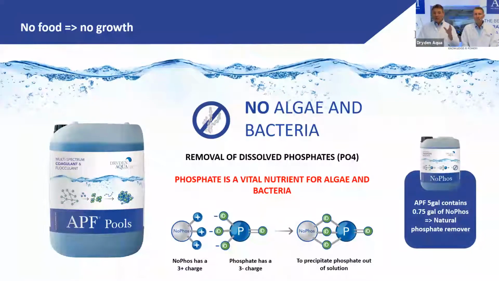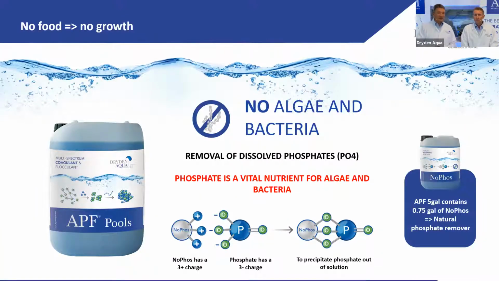And NoPhos, 3 times positive charge, is the very best, and it's a natural product to remove this. And we have it in our APF. But if you have really high problems with phosphates because your tap water has high values, then the best is first you bring the phosphates down to 0, and then you keep it down with APF. And if you don't use APF, then if you have a phosphates problem, you use NoPhos or another phosphate removal. But that's important.